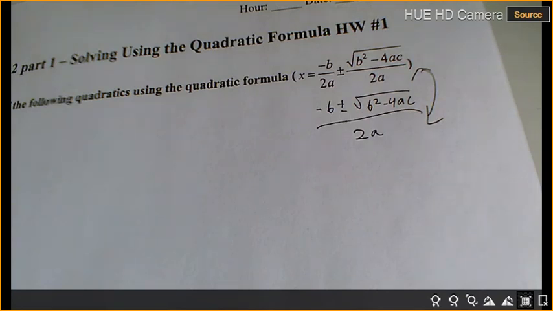Miss Huff freaks out. She does not like it when the 2a is under both parts like that.